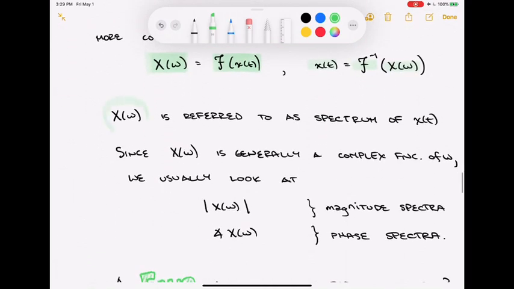X of omega is referred to as the spectrum of our signal x of t. It is a frequency domain representation of the time domain signal x of t. Since X of omega is generally a complex function of omega, we usually look at the magnitude of X of omega and the angle of X of omega separately. The magnitude of X of omega is called the magnitude spectra, or magnitude spectrum. I probably should have written that as spectrum. So let's go ahead and do that.